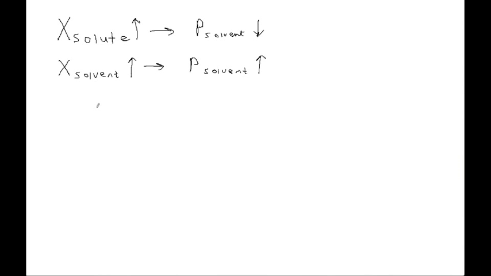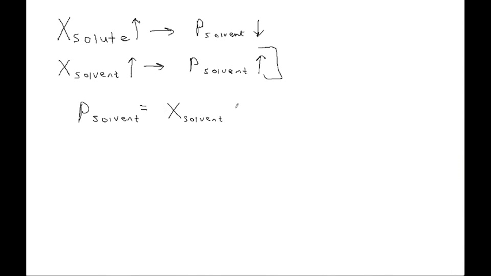Let's try to get an equation here for the vapor pressure of the solvent. So should we put X solvent on the top or the bottom of this fraction in order to represent this relationship? Should we put the mole fraction of the solvent on the top or the bottom here? On the top. That's right, because we want them to move in the same direction. Actually, it turns out that for this fraction we don't need a denominator.